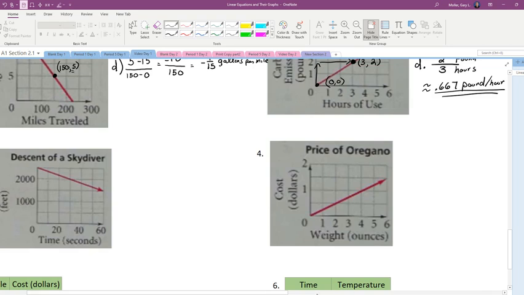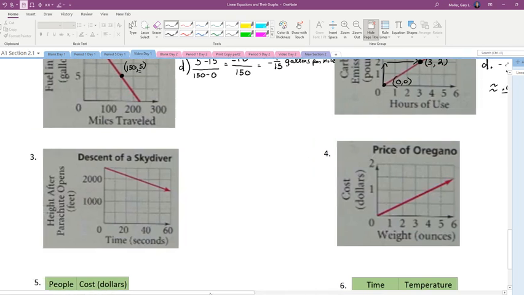All right, let's take a look at part 3. It looks like we have a relationship that is decreasing, so a negative correlation. We're going down as time increases. A is seconds. B is in feet. What are we talking about here? This is a skydiver after the parachute opens. So as time goes by, my height gets lower and lower and lower. All right, so my units then would be in feet per second. Change in feet over change in seconds.